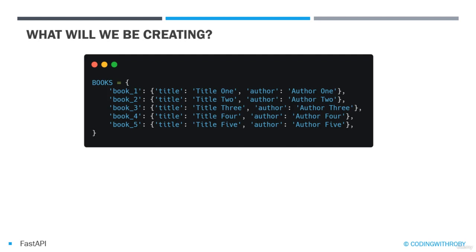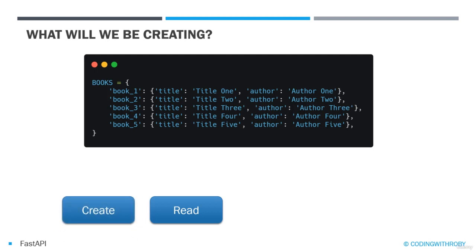Each book has 2 properties, a title and an author. The title is identifying the book, and the author is who wrote the book. Now, what do we want to do with this list of books? The first thing we want to do is to create an API that can retrieve the books, also known as being able to read the books.